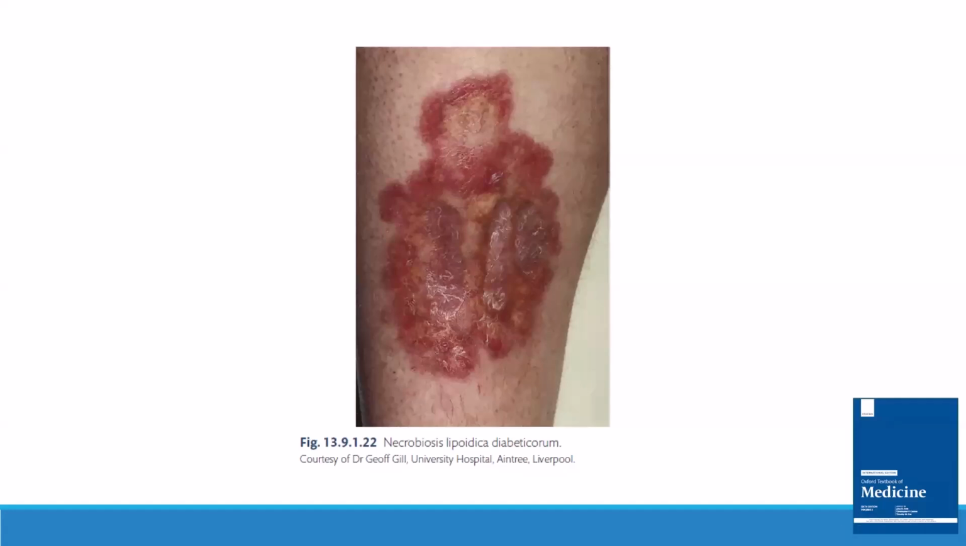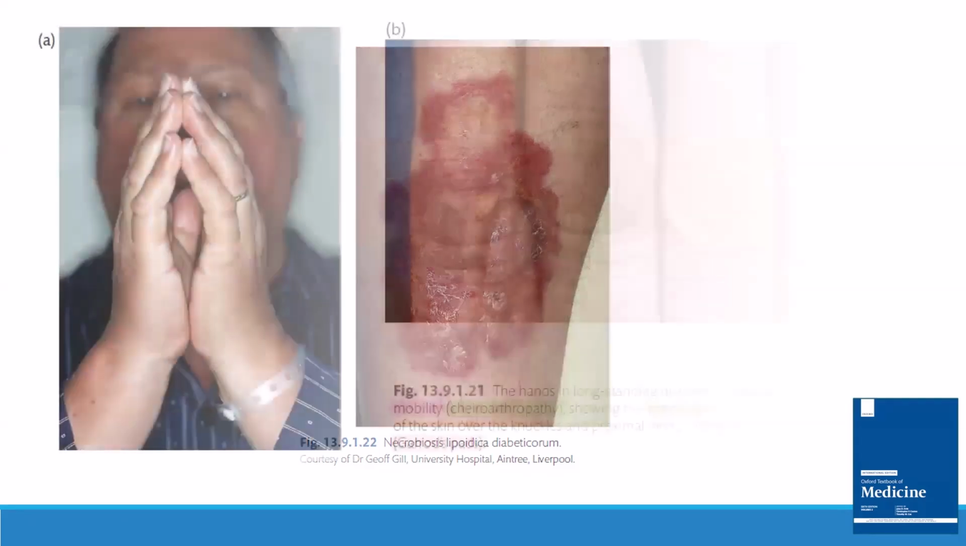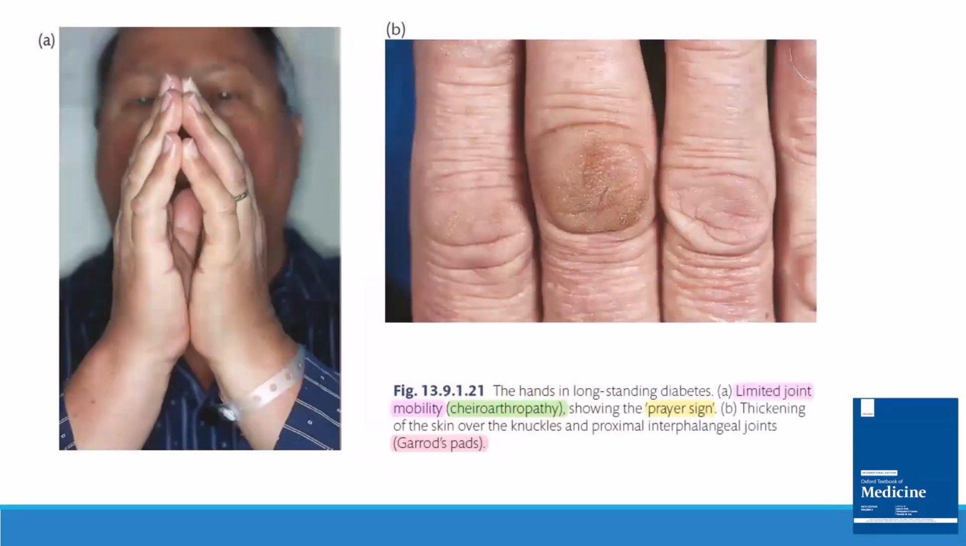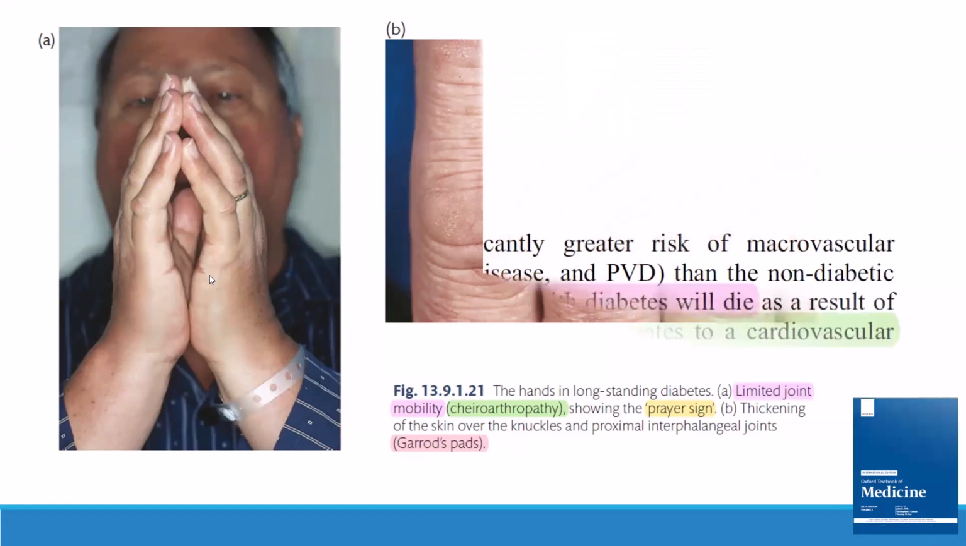This is another very common image in the final exam. You usually see this image, and actually I put this because it is repeated. This is necrobiosis lipoidica diabeticorum. This is a very, very important image presented in most of the previous exam records. And this is another image for limited joint mobility arthropathy, or what is known as the prayer sign or Garrett's pain.